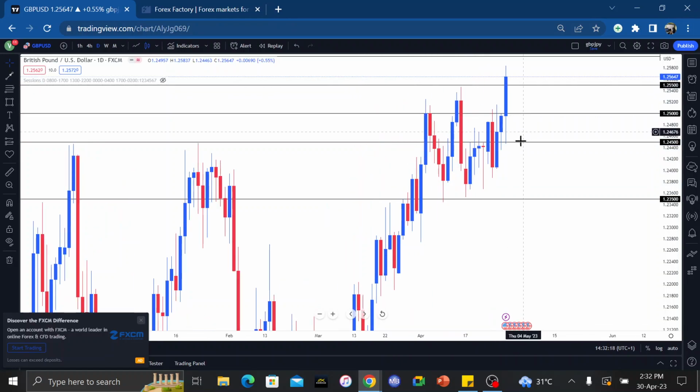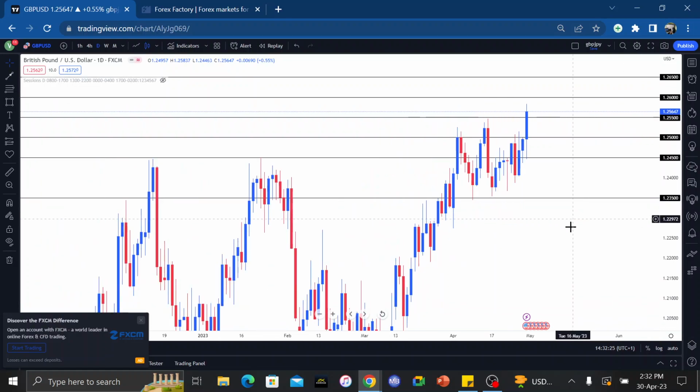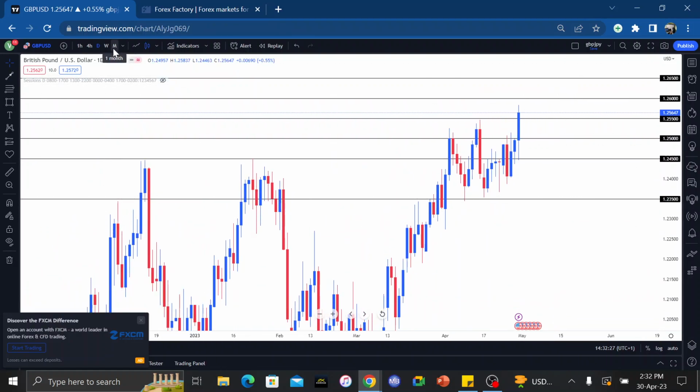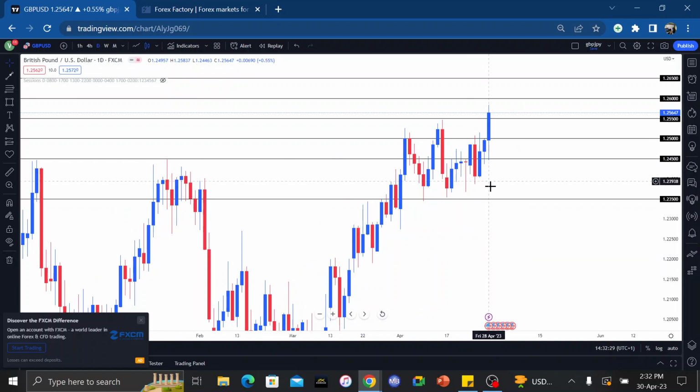So we will still have some legs to the upside. That's just what I'm trying to say. So this is it on GBPUSD from the monthly, weekly, and the daily time frame.